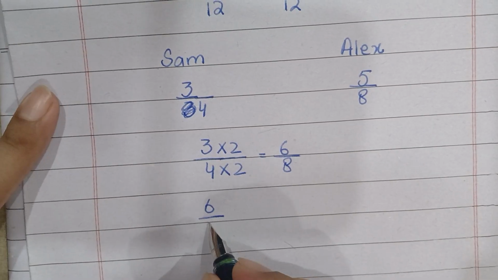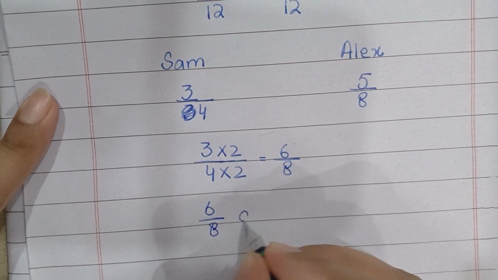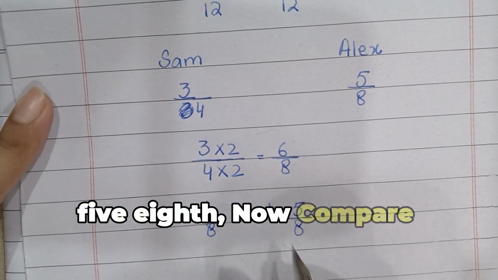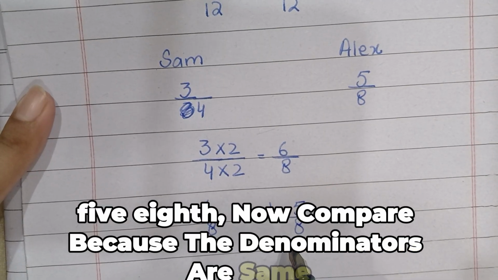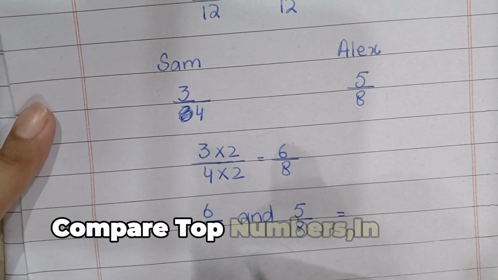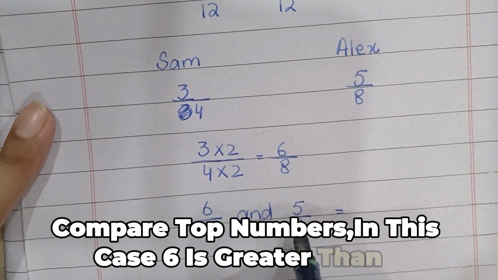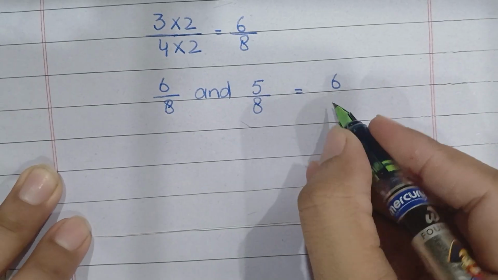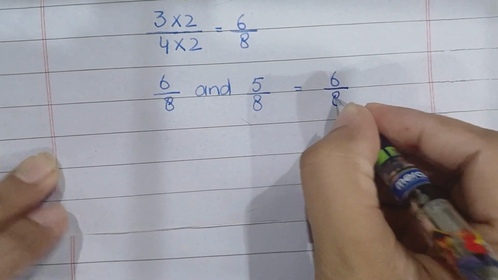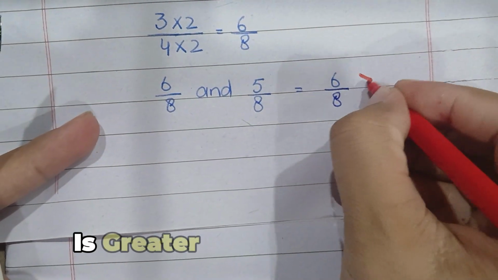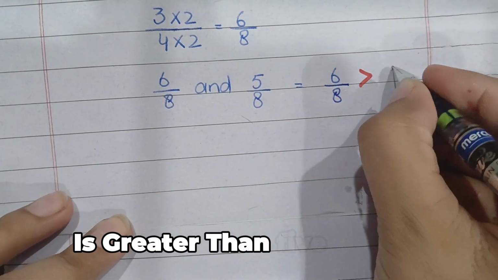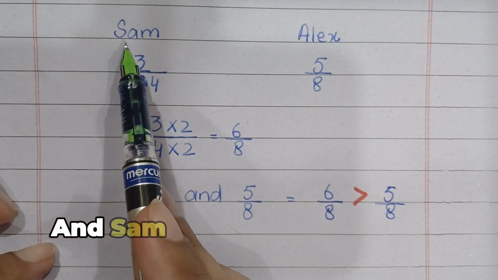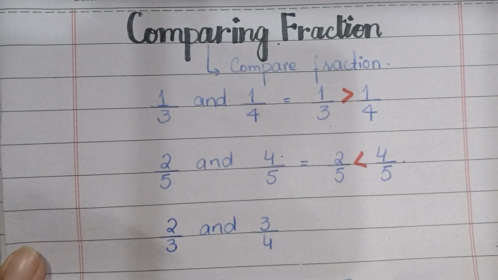Now we get 6/8 and 5/8. Now compare, because the denominators are the same, compare top numbers. In this case, 6 is greater than 5. So 6/8 is greater than 5/8. And Sam ran further.